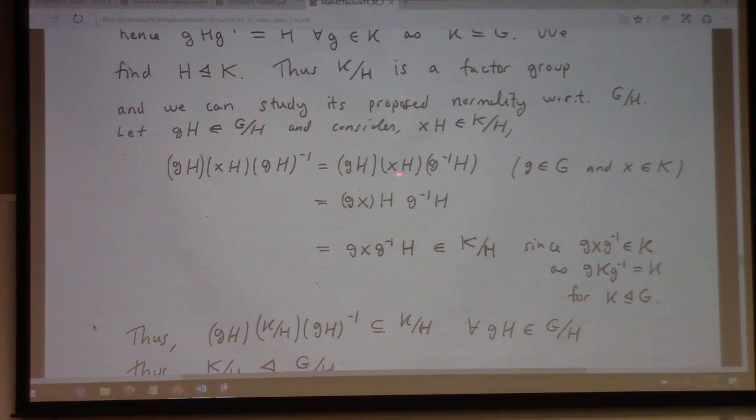Anyway, then multiply cosets as we do. Multiply representatives. Normality guarantees that that makes sense. Multiply again, so we get gxg inverse. But hey, gxg inverse is an element of K again because gKg inverse is equal to K, because K is normal. And so this is an element of K mod H, which is to say that the conjugation of K mod H by a G mod H element is again a subset of K mod H, which proves by Theorem 9.1 in Gallian that K mod H is a normal subgroup of G mod H.